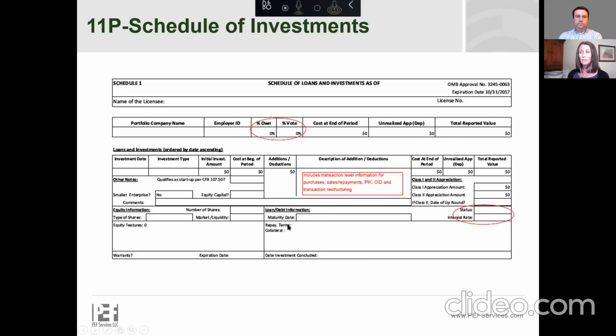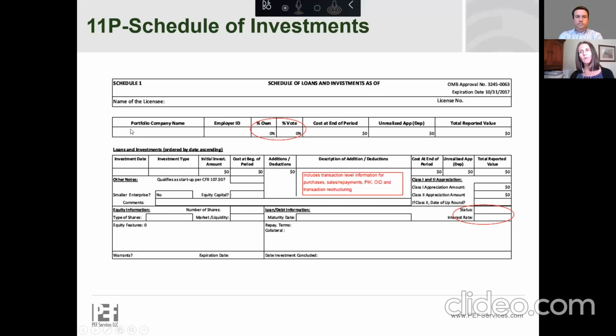It'll have maturity dates, repayment terms, collateral for the loans and investments. And then for the equity positions, it'll have the type of shares, number of shares, market liquidity. For the most part, these are non-liquid, not publicly traded positions. But if it was something that was listed, it would have an indicator here that it's a publicly traded security. And it'll also have the original investment date. So this is more accounting information, the purchases and sales, the ending cost and the ending value. Each portfolio company will have a separate section like this for each security that it holds.